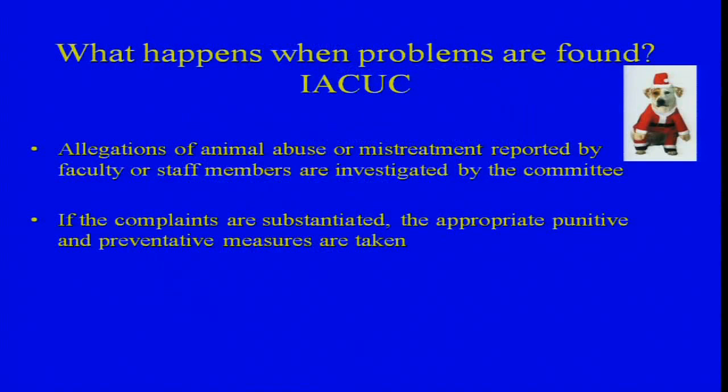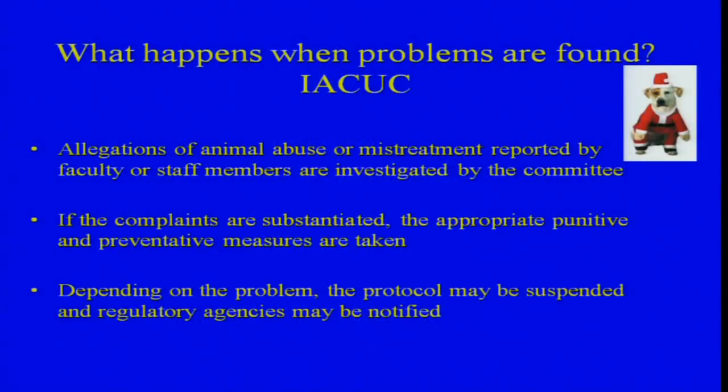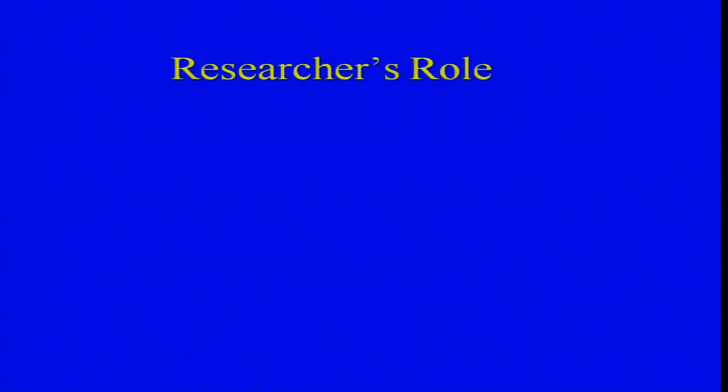Oftentimes they'll form a subcommittee. They'll go and talk to the person who made the report. They'll talk to the people that might have been involved in the report or the mistreatment complaint, and they'll find out exactly what happened. And if indeed there was an act of animal abuse or mistreatment, then there will be punitive measures taken against the person who did it, as well as preventive measures put in place to prevent that from happening in the future. And again, depending on the problem, the protocol may be suspended and the agencies may have to be notified.